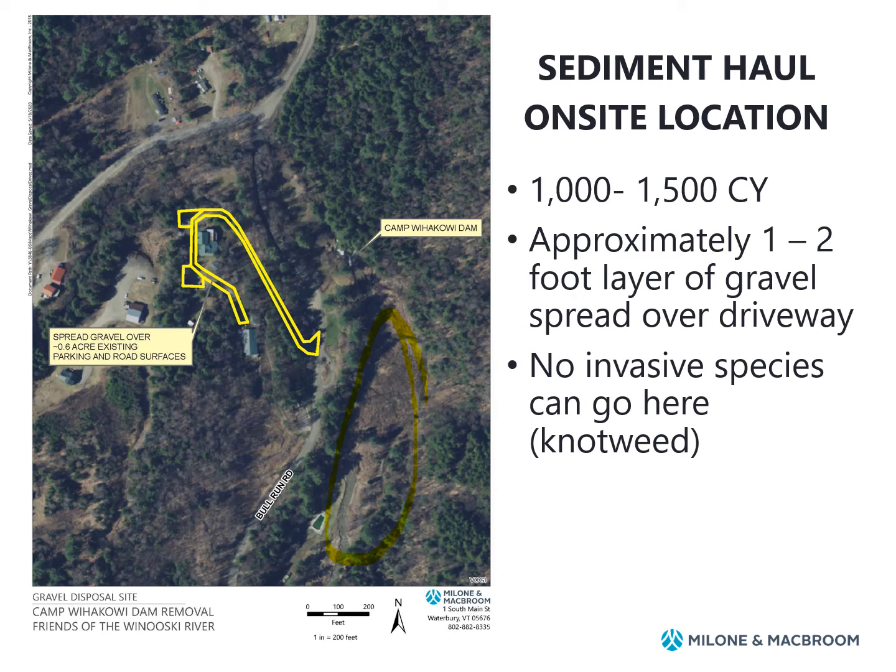Those are all existing gravel areas where the selected contractor will selectively choose good quality sand and gravel, haul that material up onto the existing gravel areas and spread it approximately 1 to 2 feet deep across the existing gravel areas. We've estimated this to be about 0.6 acres and 1,000 to 1,500 cubic yards are estimated to go to this location.